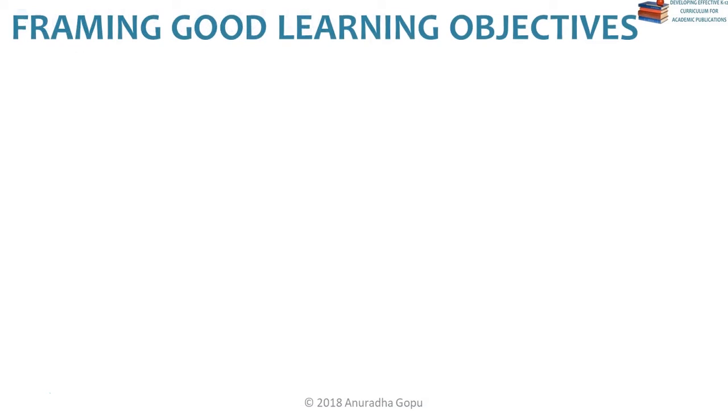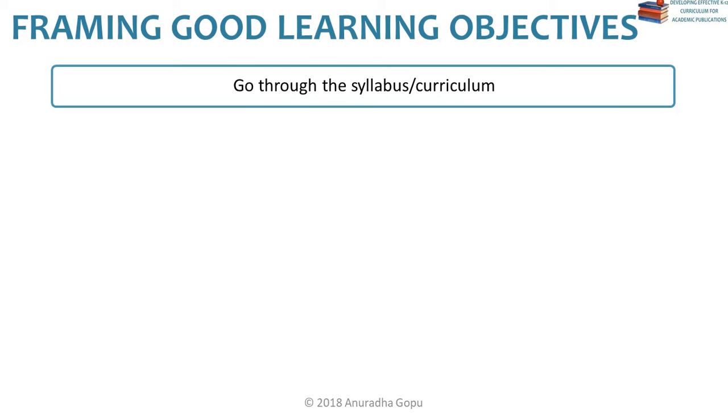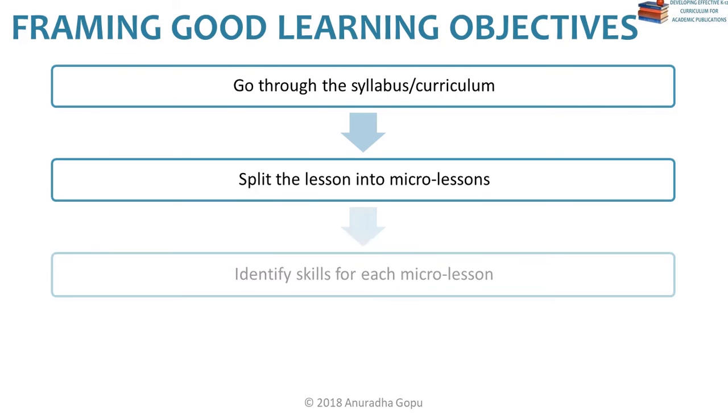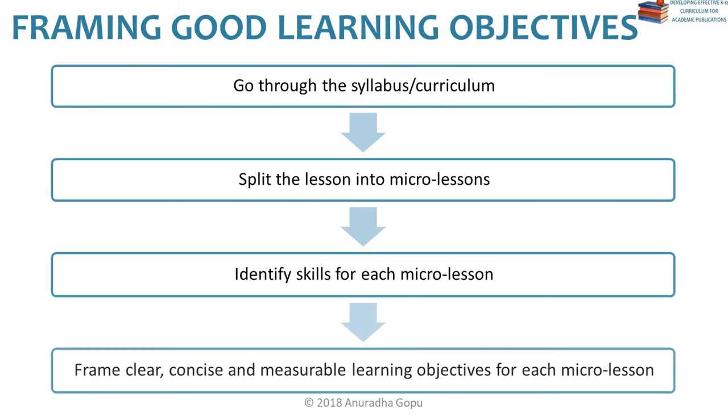To conclude today's lesson, we will briefly go through the different steps involved in framing good learning objectives. These steps are: go through the relevant syllabus or curriculum standards, split the lesson topic into appropriate chunks or micro-lessons, identify skills that learners should be able to demonstrate at the end of each micro-lesson using appropriate Bloom's verbs, and frame concise, clear learning objectives for each micro-lesson.